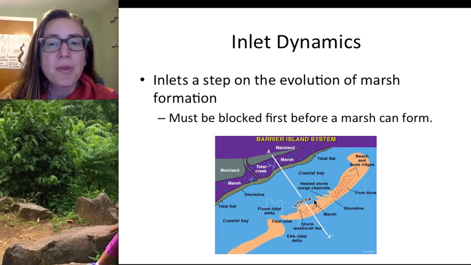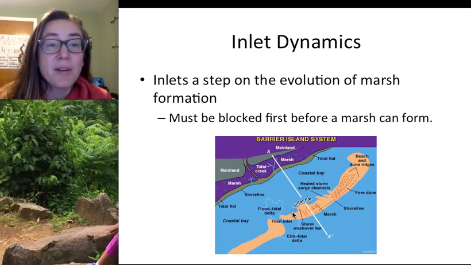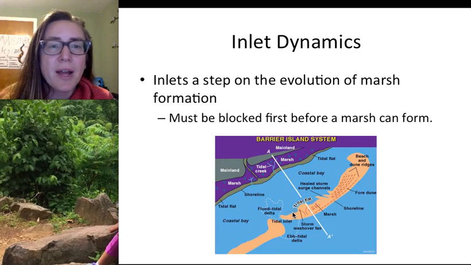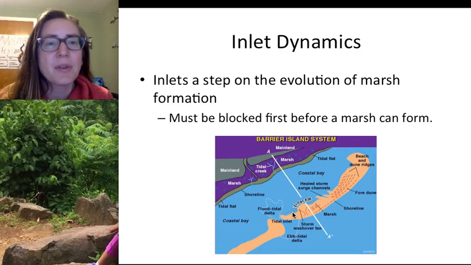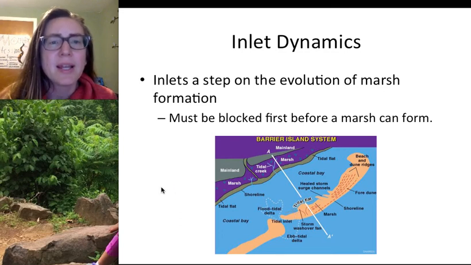Marshes are going to be formed on the back end of the island, opposite of the ocean. And the marsh ecosystem is something that is very valuable for a lot of the organisms that live on the barrier islands. It's where they're going to allow for their reproductive portion of their life cycle to take place. So they are very important as well in the ecology of the barrier island.